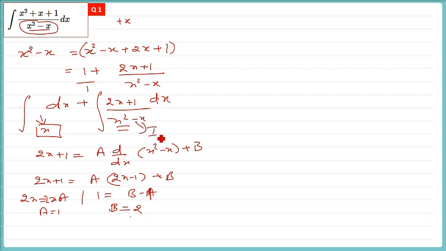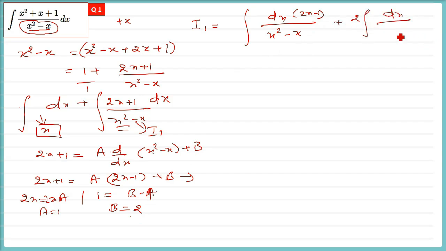First, x is already there; we'll use it later. In the equation a into 2x minus 1 plus b, just put a and b and separate them out with the denominator. The first term is a into 2x minus 1, so 2x minus 1 will remain in the numerator, 1 is there so we don't worry about that, and the denominator will be x square minus x. The second term will be b, which is 2, so I am taking 2 outside, integration of dx divided by x square minus x. Let us call the first one I2 and the next one I3.